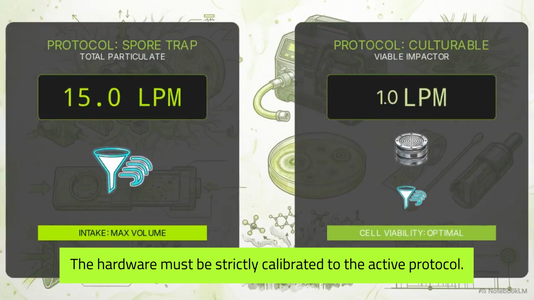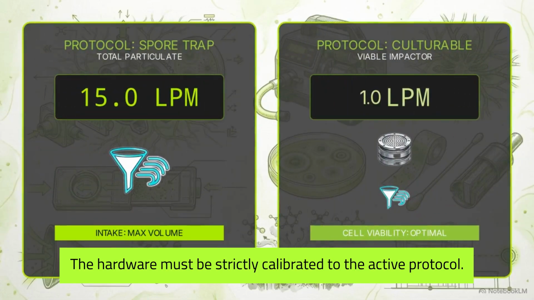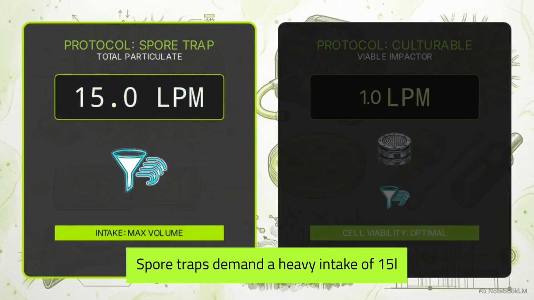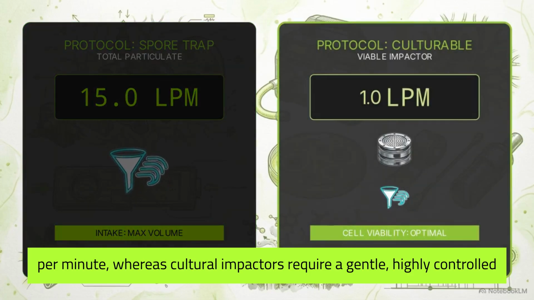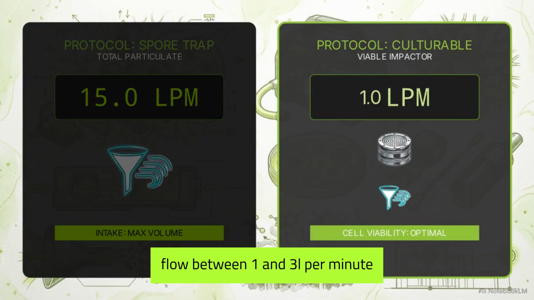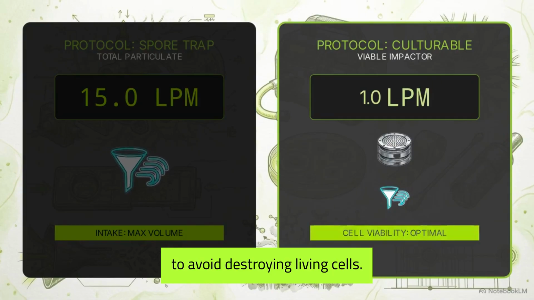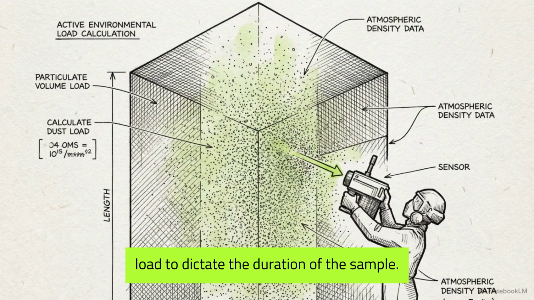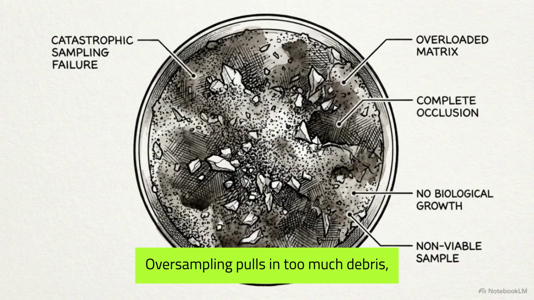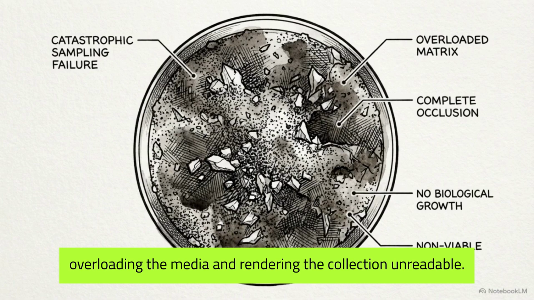The hardware must be strictly calibrated to the active protocol. Spore traps demand a heavy intake of 15 liters per minute, whereas culturable impactors require a gentle, highly controlled flow between 1 and 3 liters per minute to avoid destroying living cells. The investigator must also calculate the environmental dust load to dictate the duration of the sample. Oversampling pulls in too much debris, overloading the media and rendering the collection unreadable.